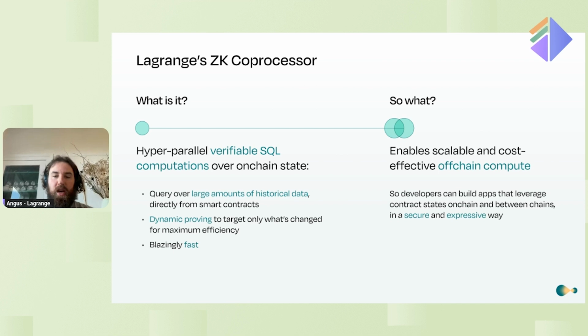So what does that mean for you as a developer? Well, it enables you to do scalable and cheaper off-chain compute for data for your smart contracts, and that means that you can build apps that leverage the contract states that you want to track in a more secure way.